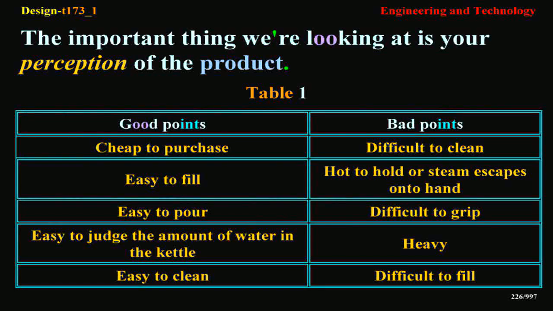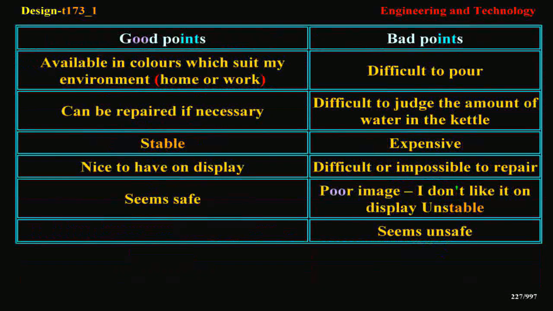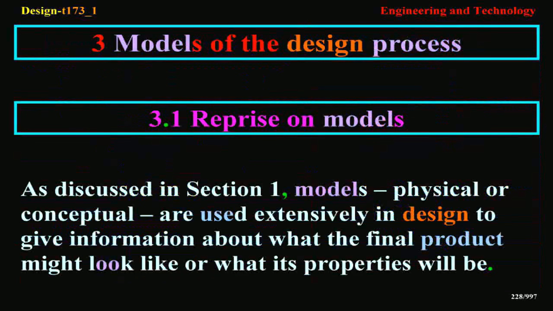Table 1 Good points, bad points: cheap to purchase, difficult to clean, easy to fill, hot to hold or steam escapes onto hand, easy to pour, difficult to grip, easy to judge the amount of water in the kettle, heavy, easy to clean, difficult to fill, available in colors which suit my environment, home or work, difficult to pour, can be repaired if necessary, difficult to judge the amount of water in the kettle, stable, expensive, nice to have on display, difficult or impossible to repair, seems safe, poor image, I don't like it on display, unstable, seems unsafe.